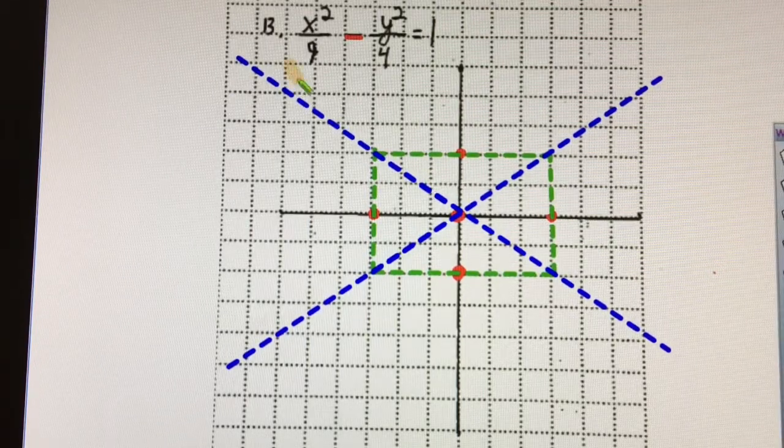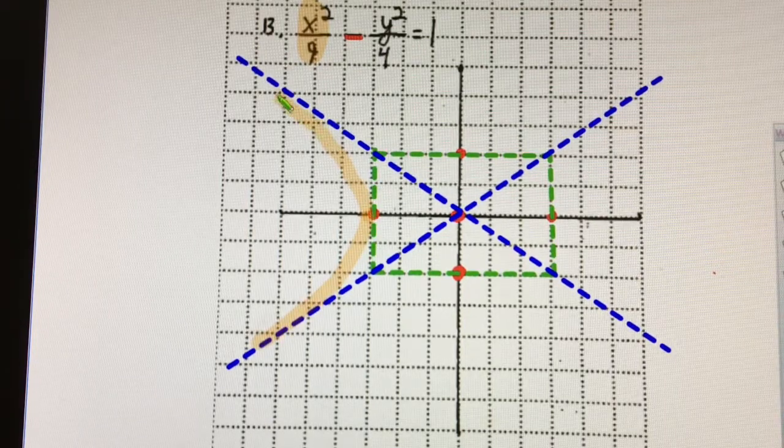Now to draw my curve, some people don't know when to draw it up north or when to draw it on the side. The way to figure this out is to look at which value comes first. If the x value is in front of the minus sign, that means your hyperbola is going to be sketched with respect to the x-axis. The only way to get it sketched with regard to the y-axis is for the y squared to come first.